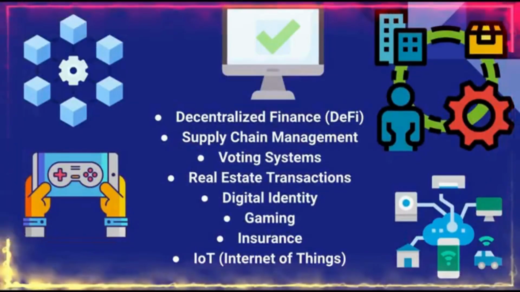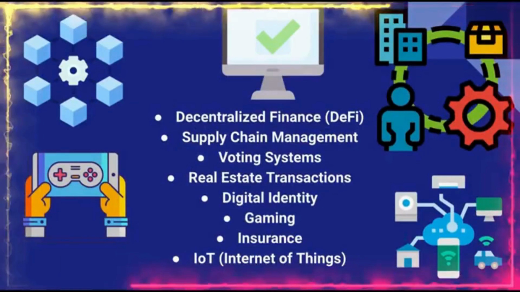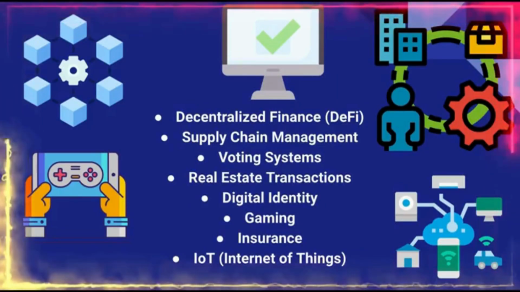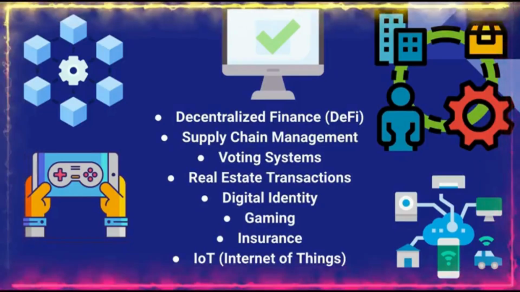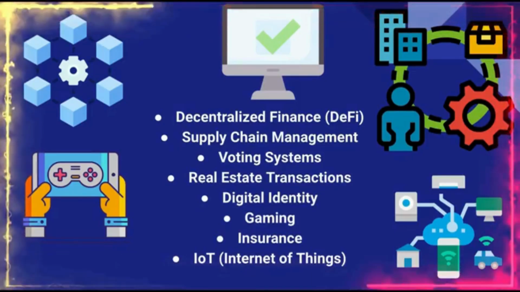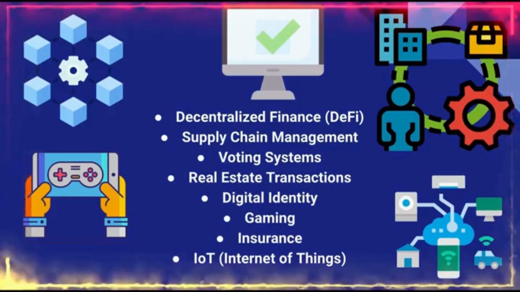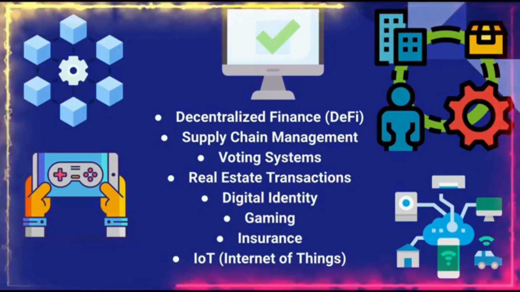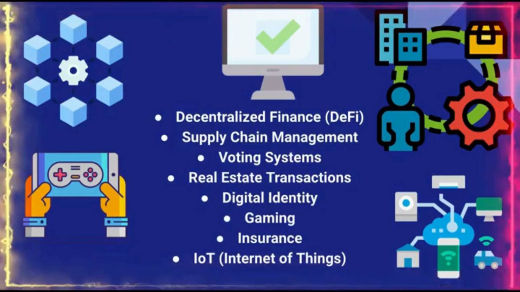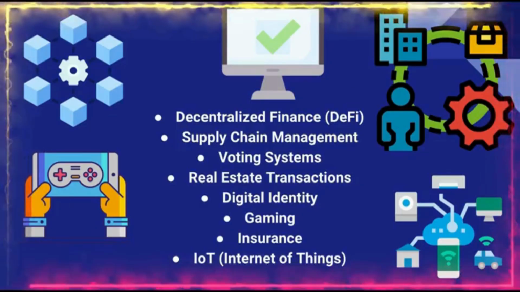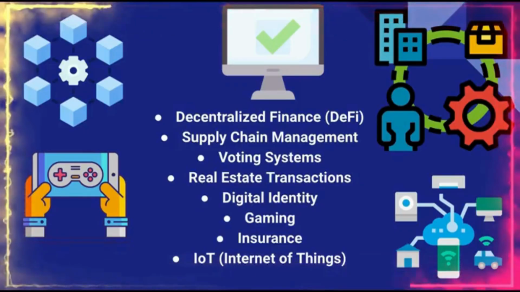Decentralized finance, DeFi. Smart contracts enable lending, borrowing, trading, and yield farming without traditional financial intermediaries. Supply chain management. Automate and track the movement of goods across the supply chain, ensuring transparency and reducing fraud. Voting systems. Create secure and tamper-proof voting systems, ensuring fair elections and transparent results.